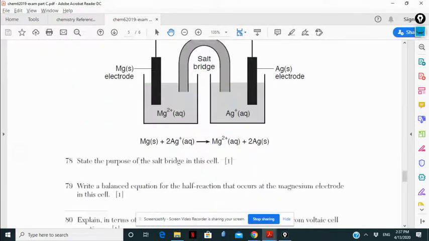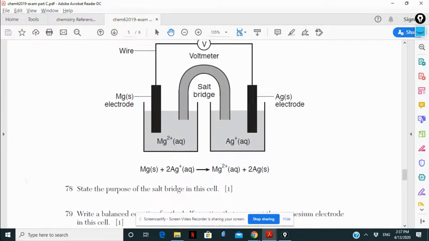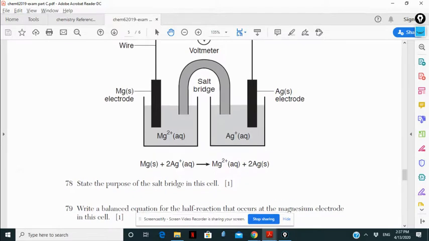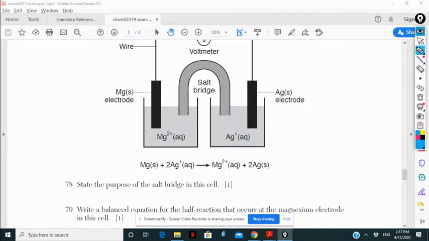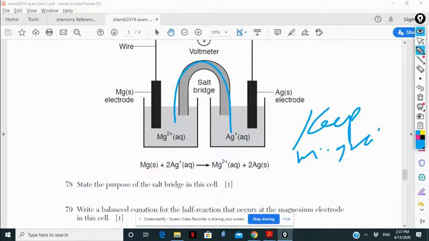Question number 78, state the purpose of the salt bridge. The salt bridge keeps the migration of the ions. It keeps the migration of ions. So it's going to make sure that the ions are going to move.